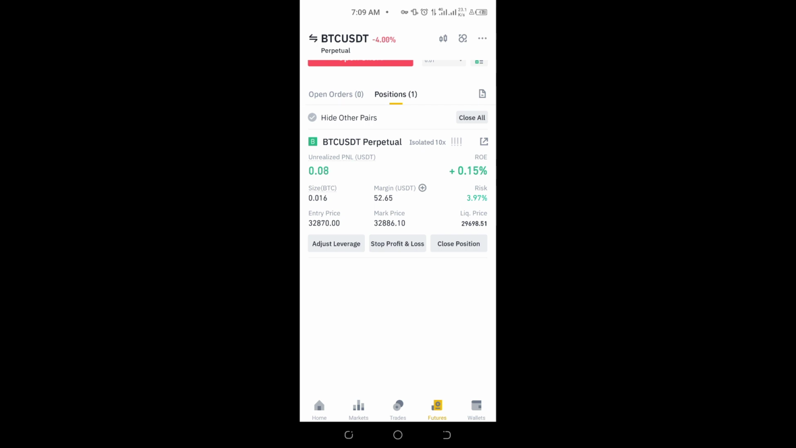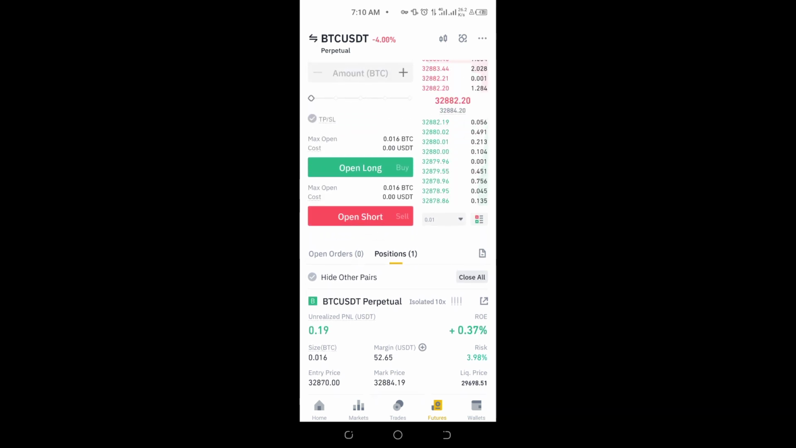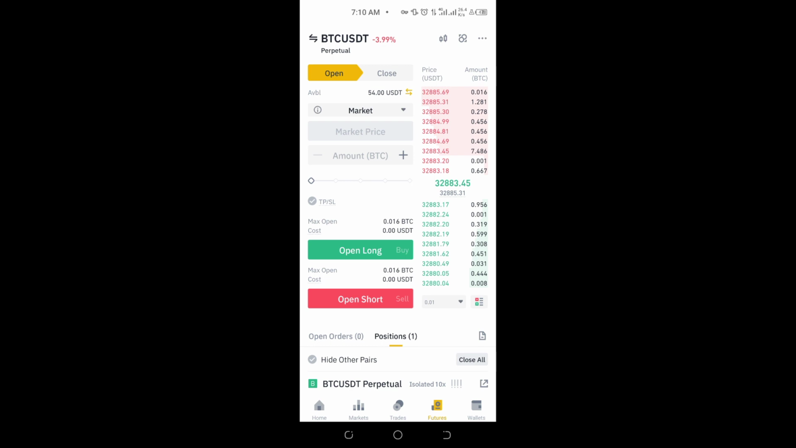Now we have the liquidation price, which is 29,698.51. This liquidation price means that if the trade starts going against us, that means if Bitcoin starts falling and it reaches 29,698.51, we will lose all we have staked in this trade.